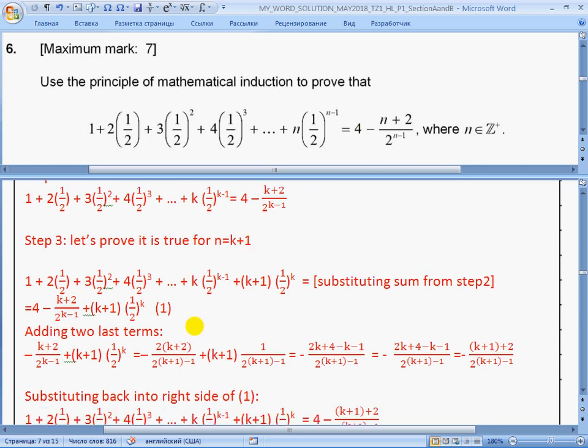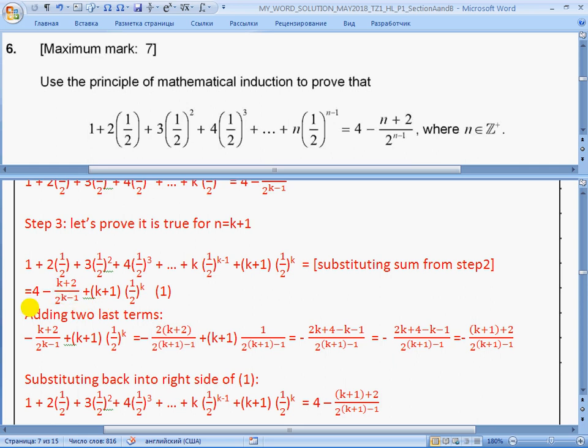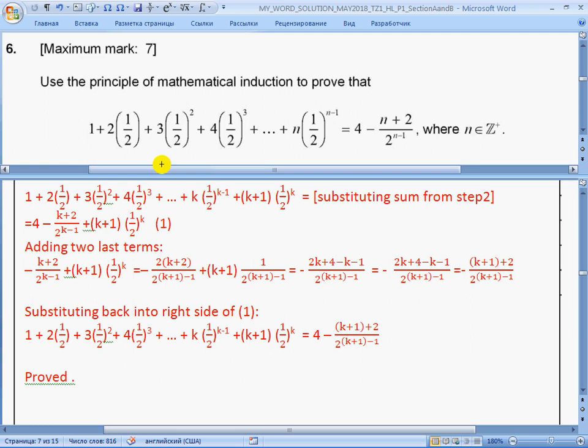Exactly. So now I add the two last terms, and here I make a trick, I multiply and divide by 2 to get here 2 to the k plus 1 minus 1. Here I already have it because 2 to the k is 2 to the k plus 1 minus 1. So the same denominator, I add numerators, and I get this expression. So I put it and it is proved.